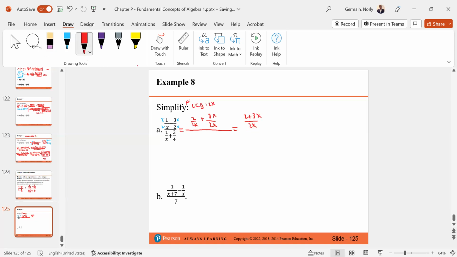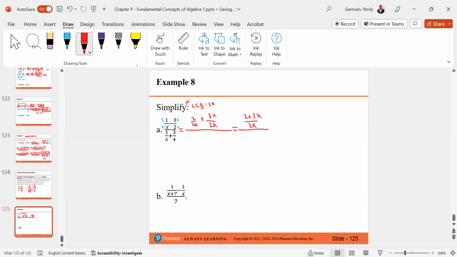I'm done with that part because now I only have one fraction in the top. You cannot flip anything yet. You cannot say, oh, I have a fraction divided by another fraction, so I keep the first one and multiply by the reciprocal of the second one. You cannot do that because you didn't have only one fraction in the numerator. You need to simplify it and make it into one fraction. That's what I just did.